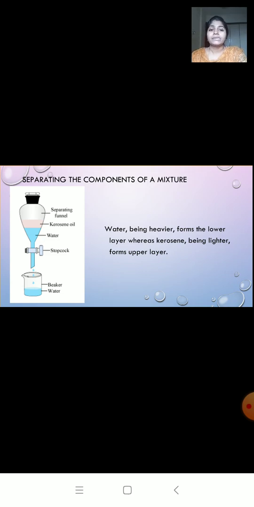We can even take a mixture of petrol and water. They both are immiscible, so we can separate them by using a separating funnel. In that mixture, water being heavier will form the lower layer, and petrol being lighter will form the top layer.